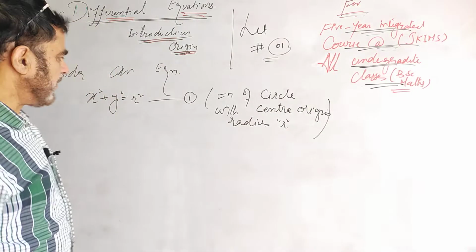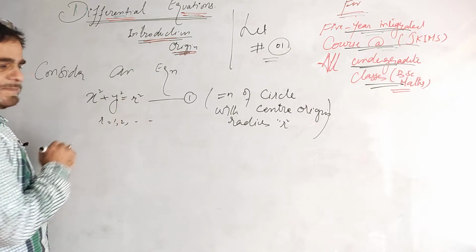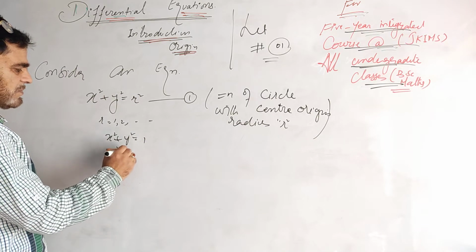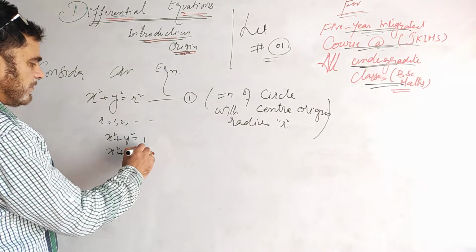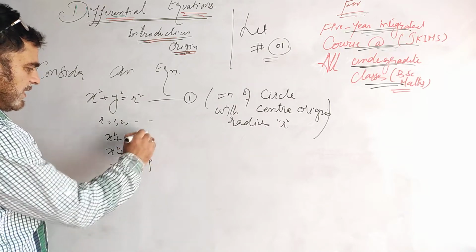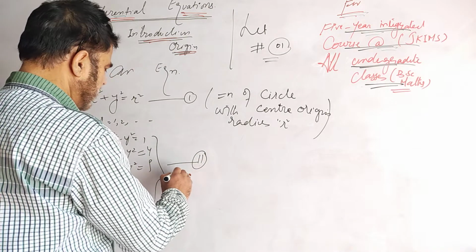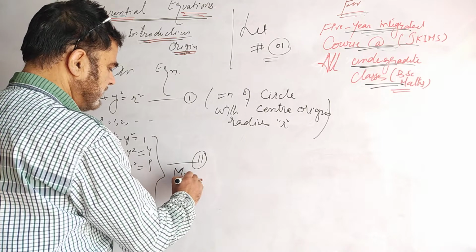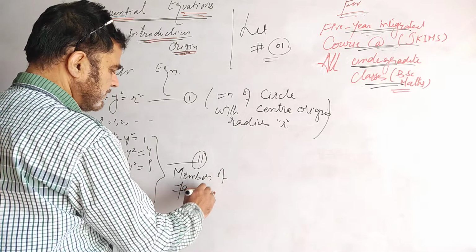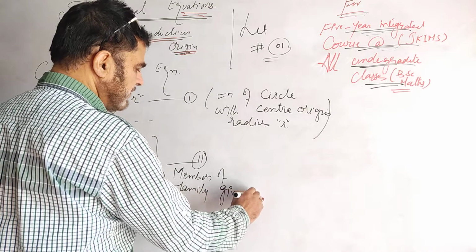Now, for giving different values to r, if I give r is equal to 1, 2, and so on, you will get x square plus y square is equal to 1. You will get x square plus y square is equal to 4. You will get x square plus y square is equal to 9, and so on. This set of equations will be members of a family, given by the first equation.